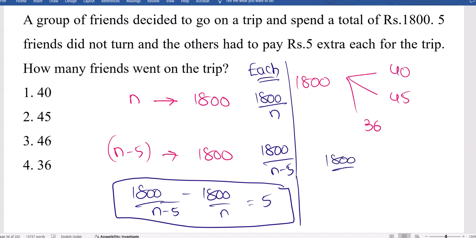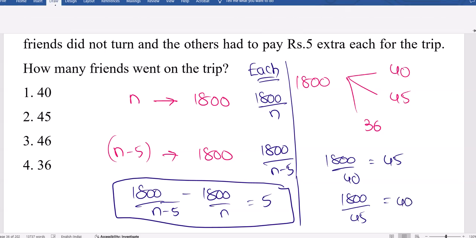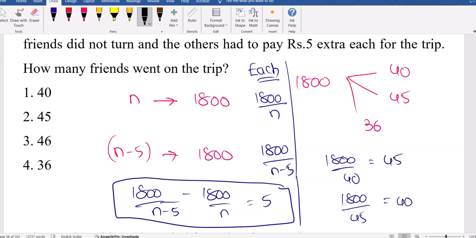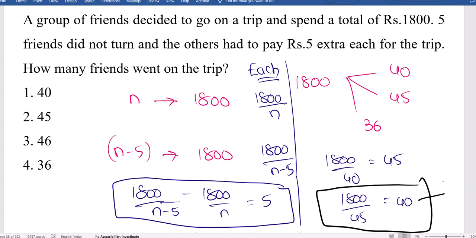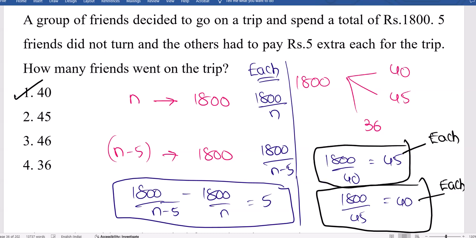1800 divided by 40 is 45. 1800 divided by 45 is 40. So this is the initial plan. Initially, each one is spending 40 rupees. The number of people planned for the trip is 45. Now 5 friends did not turn up, so how many are going for the trip? 40 are going for the trip. Each one is spending 45 rupees, 5 rupees extra. This is how many people are going. So option 40 is correct.